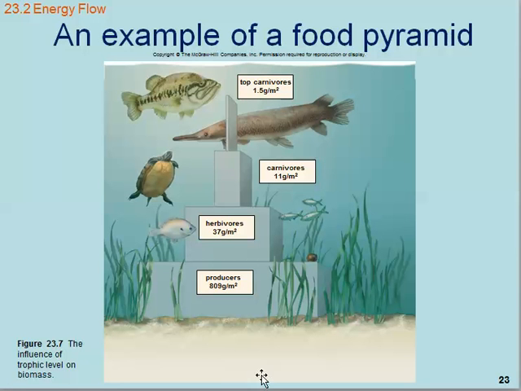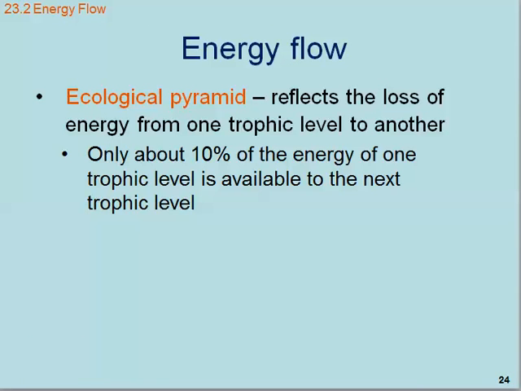Okay, another example of a food pyramid. In this case, we're looking at an aquatic environment. And in this case, instead of talking about energy in kilocalories, they're expressing the amount of grams of biomass at each trophic level. So, an ecological pyramid can represent energy, numbers, or biomass, and it does reflect the loss of energy from one trophic level to the next. And you will read about a 10% rule, which says that the average amount of energy that is passed on from one trophic level to the next is only about 10%.